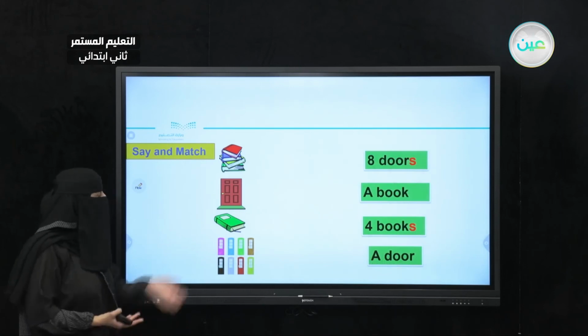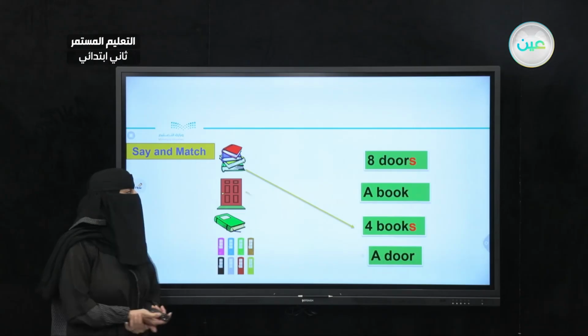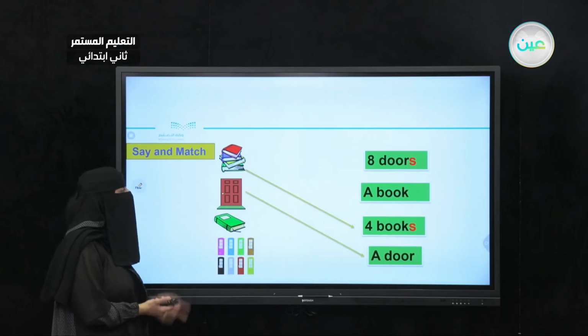Now, say and match. As you can see, I have the pictures to your left and I have the words to your right. Let's go ahead and read the words. 8 doors, a book, 4 books, a door. So let's try to match. The first picture here, I can see how many books? 1, 2, 3. I can see 4 books. Very good. 4 books. For the next one, how many doors can you see? I can see a door. Very good.